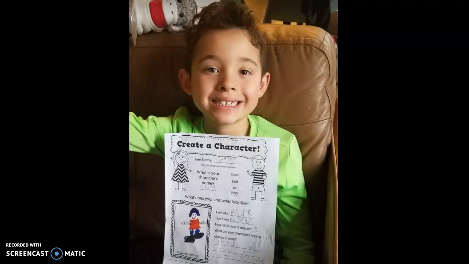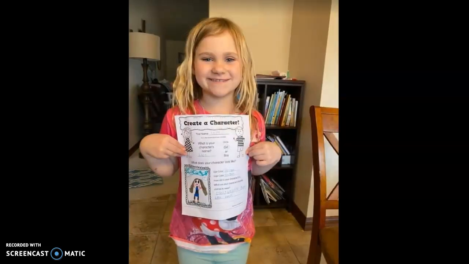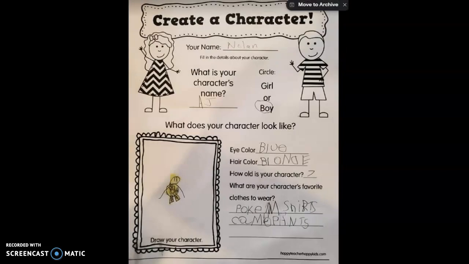I'm so excited to read what adventures and problems Ninja gets into. He has black eyes and blue hair. That is fantastic. Miss Lexi, I can't wait to read about your character. Miss Clara, Lucy, I can't wait to read about Lucy. She likes to wear dresses. Oh, so cool. I love it. Here is Aubrey, Sadie. Ooh, blue eyes, blonde hair. Very nice. Love it. Nolan, Mr. AJ is your character. Can't wait to read the adventures that he goes on. He likes to wear Pokemon shirts and camel pants. Love that combo.